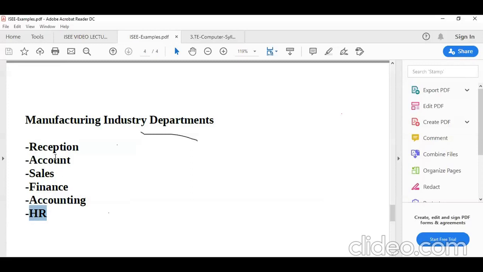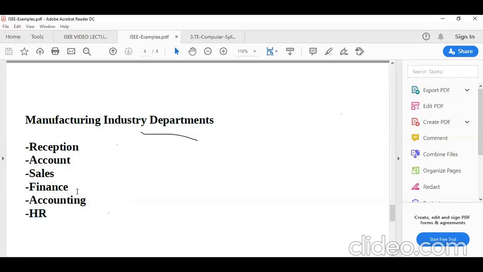Yes. For example, reception is used to welcome the customer or the employee who comes and makes their attendance, etc. Accounting is related with money management. Sales is related with selling the products. Finance is also related with providing the money. I think accounting has been repeated. Yes. And lastly, the HR, human resource department.